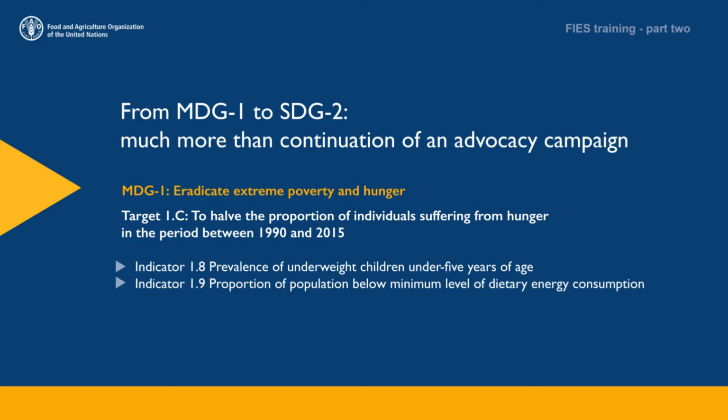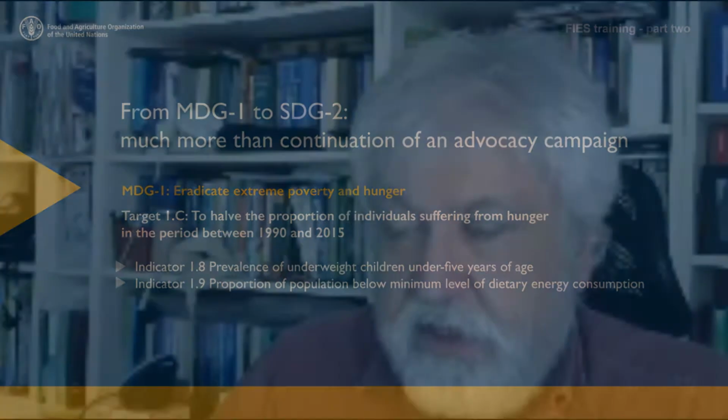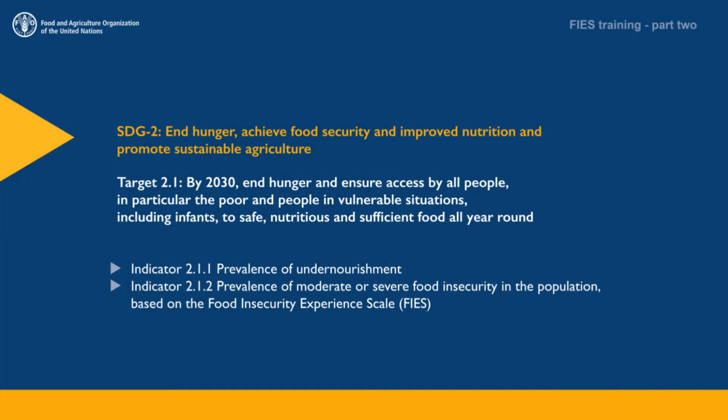In the context of the Millennium Development Goal, we only used two indicators, which were the prevalence of underweight children under 5 years of age and the prevalence of undernourishment, which is the proportion of the population below a minimum level of dietary energy consumption. We needed an additional indicator. And this additional indicator has been defined as the prevalence of moderate or severe food insecurity. So it is the cumulative, the combination of the two. And it is measured using the food insecurity experience scale.